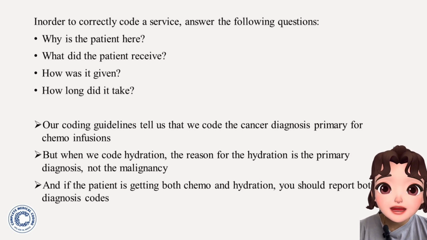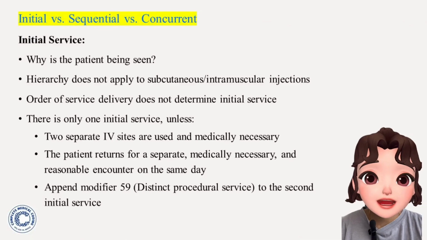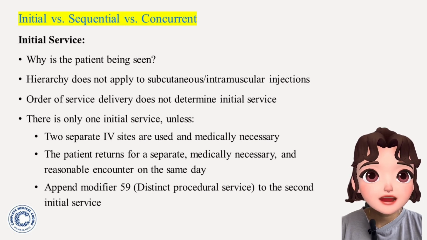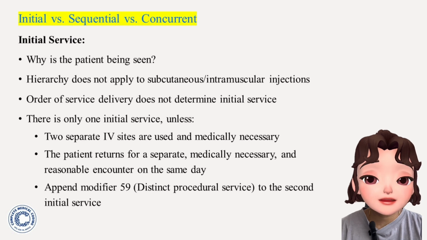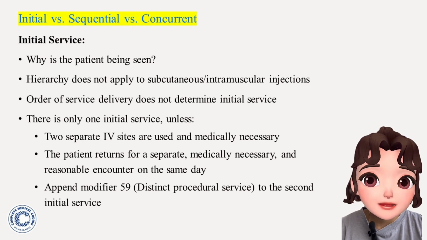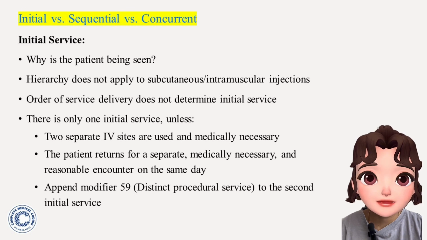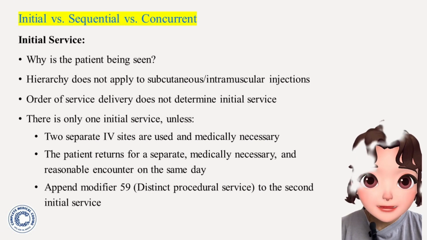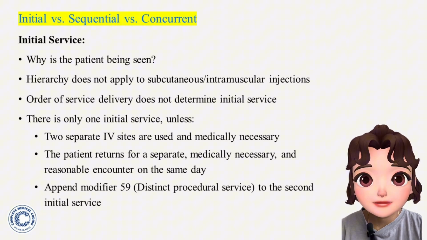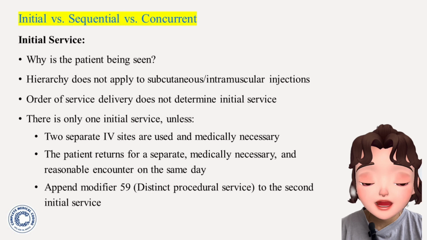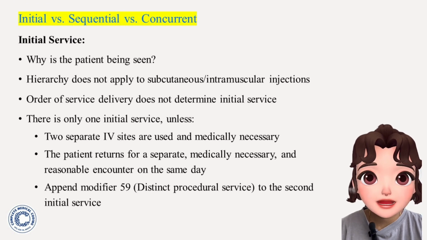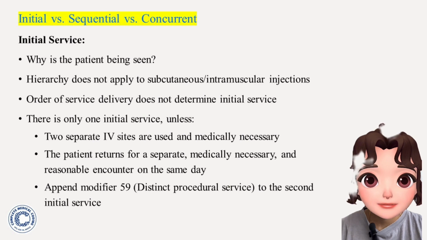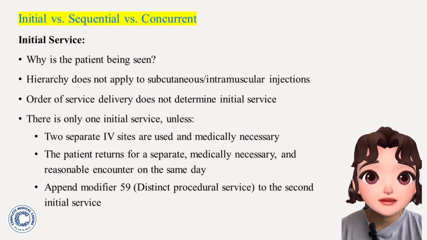So this much is the facility hierarchy. Now the second hierarchy, the difference between initial, sequential and concurrent. What is initial service? These are the points you need to remember for initial service. Why is the patient being seen? Hierarchy does not apply to subcutaneous or intramuscular injections. Order of service delivery does not determine initial service. So these are the points.